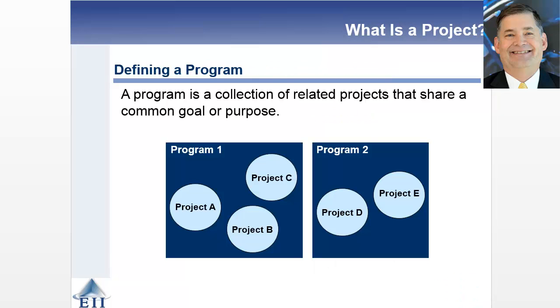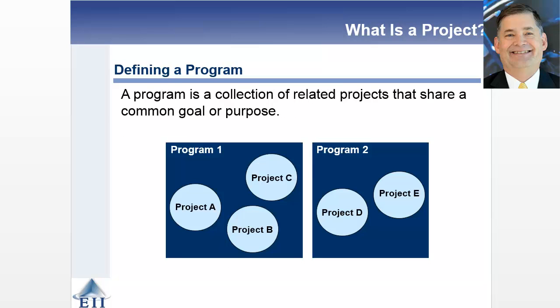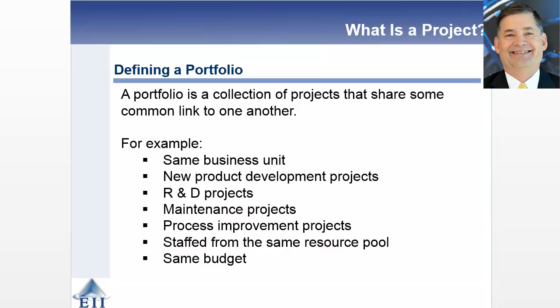All right, let's move on and look at a couple of definitions before we finish up this video. So a program is going to be a collection of related projects that share a common goal. All right, so you've got projects under a program, and a portfolio is going to be a collection of projects that share some common link to each other. So they're related terms, one of which is projects that have a common goal or purpose, another they share some common link to each other. And there are a couple of examples here that are provided.